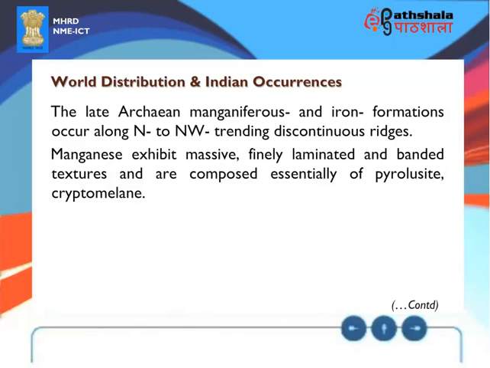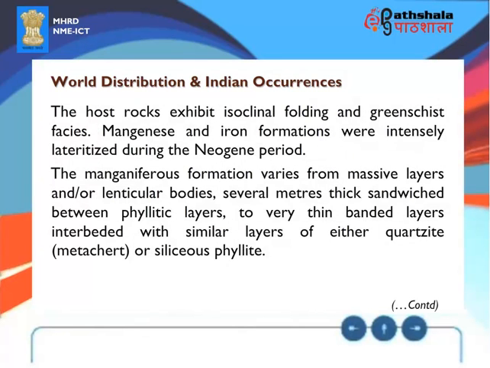Manganese exhibits massive, finely laminated and banded textures and is composed essentially of pyrolusite and cryptomelane. World distribution and Indian occurrences. The host rocks exhibit isoclinal folding and greenschist facies. Manganese and iron formations were intensely laterized during the Neogene period.